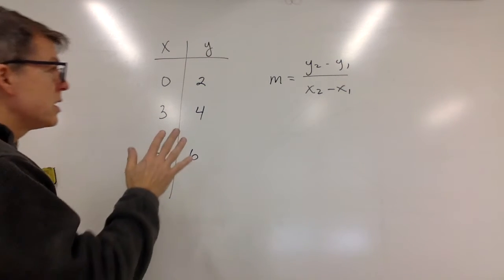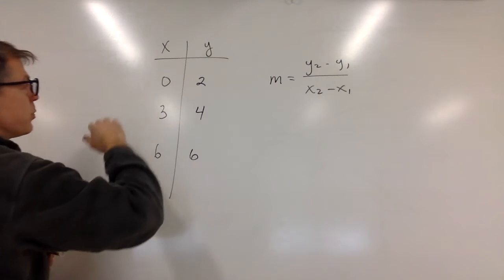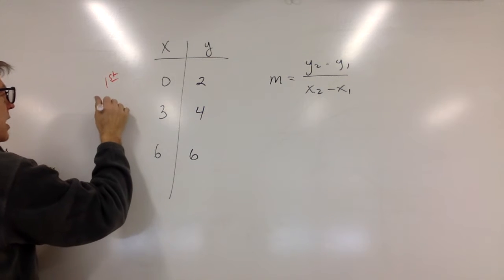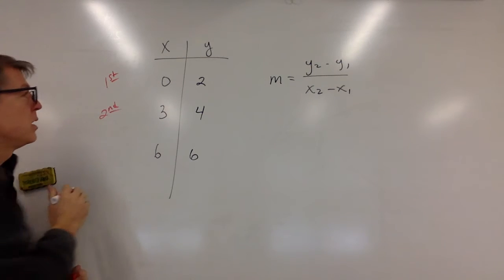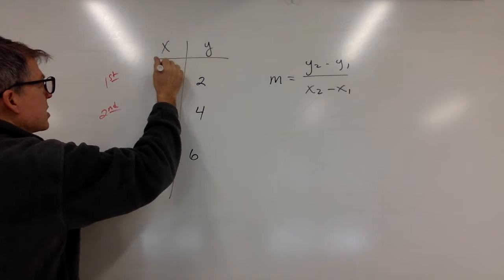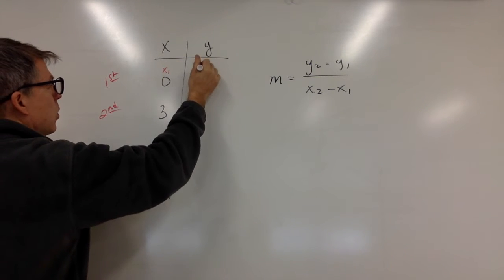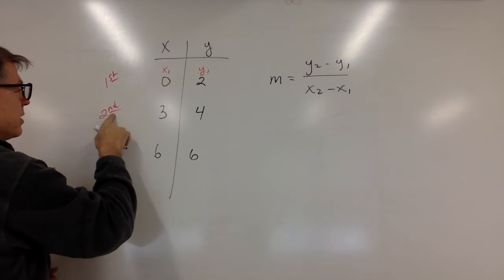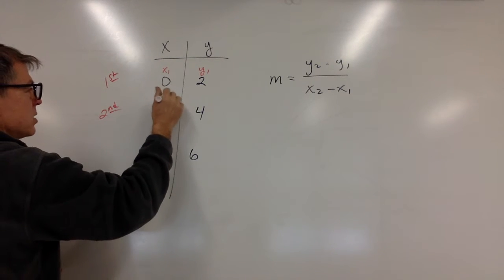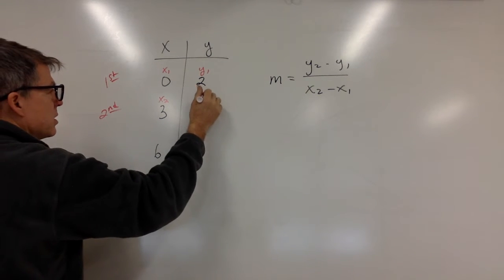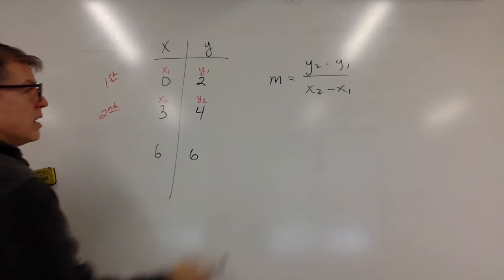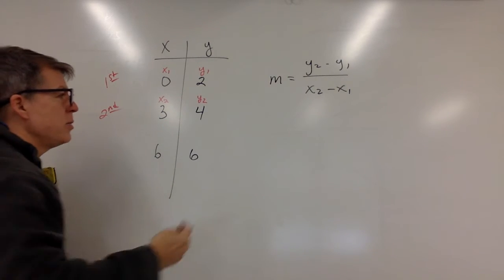So what do these mean? Just pick one of these points and call it your first point. Like, let's say, okay, this will be my first point, this will be my second point, okay? Then, since it's the first point, let's have this guy right here be x1, and this guy here be y1. And then, since this is my second point, instead of x1, I'm going to call it x2 and y2.